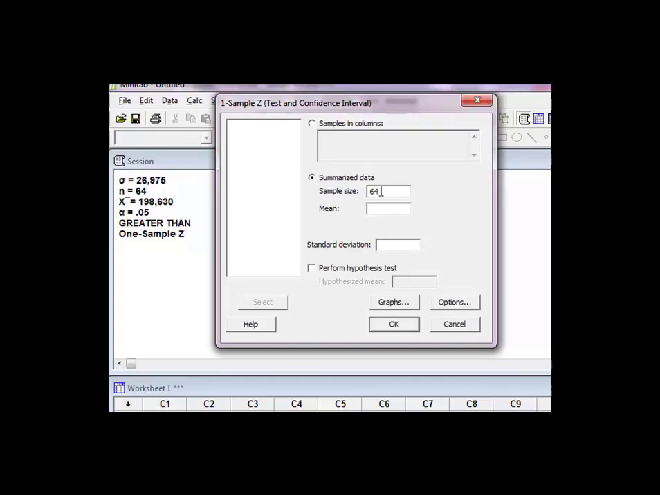The mean. This is the mean of the sample, 198,630. Standard deviation given, sigma, 26,975. I want to click to perform a hypothesis test, and I want to know the hypothesized mean. And I'm just going to take a second because a lot of my students will say, I don't even know what my hypothesized mean is. Well, yeah, you do.